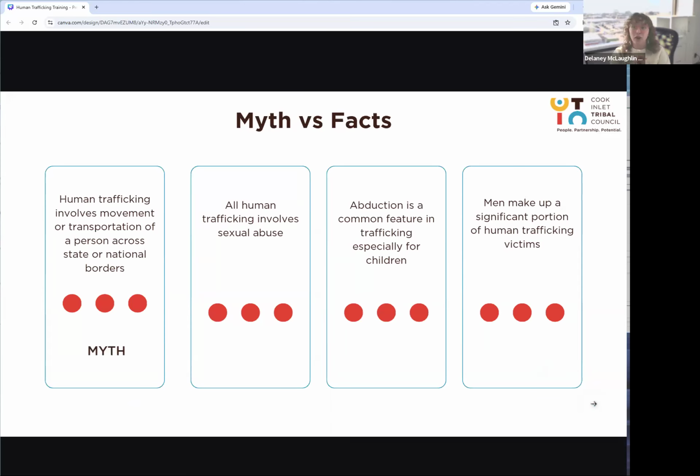Human trafficking is often confused with human smuggling, which does require the transportation across a state or a national line. A good way to think of it is that smuggling is a crime against the state, and human trafficking is a crime against a person. So if somebody is being trafficked, they can also be forced to move across state lines, but it's not a prerequisite or a requirement for it to be considered human trafficking.